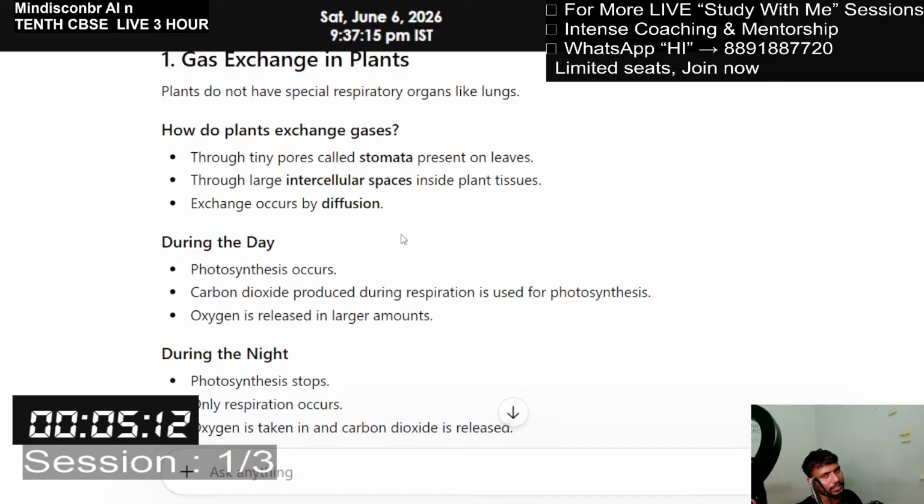So, in plants, the exchange of gases takes place mainly through stomata, and other than stomata, through large intercellular spaces inside the plant tissues. In plant tissues, there are certain intercellular spaces, and through these intercellular spaces also, the gas exchange takes place. And other than this too, the exchange occurs also by diffusion.